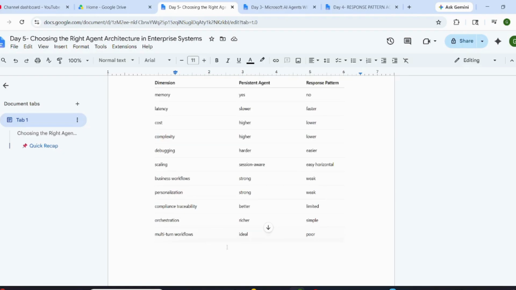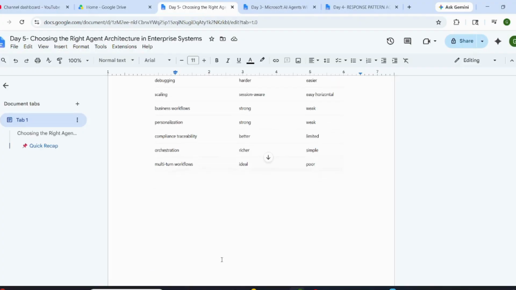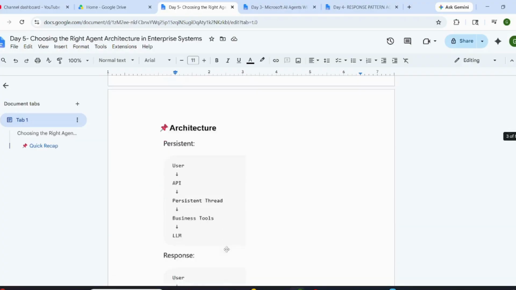For a multi-agent system, ideal examples are KYC, which is a multi-agent system, and loan approval, also a multi-agent system. And if it is frequently asked questions, policies, or research, then the response pattern is better. That we discussed in day 4 also.